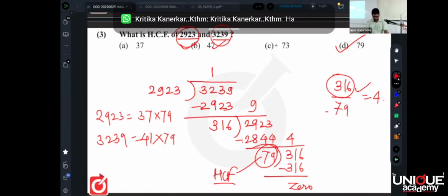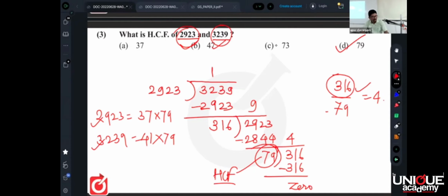Are you getting me? So when you get the factors of 2923 and 3239, you realize that all are prime numbers. 79 is a prime number, as well as 37 and 41. So no factor is up to 30. All factors are beyond 30. Because of that, factorization is not feasible in that case. Is it clear? Okay. So these are the things to be discussed because these are not given in any book. You need to know the difference between these numbers of which we are finding the HCF.